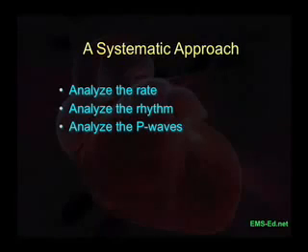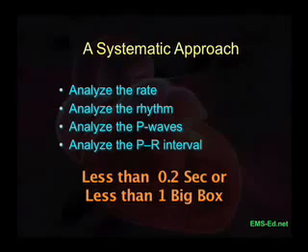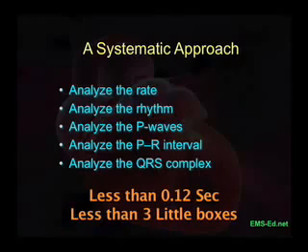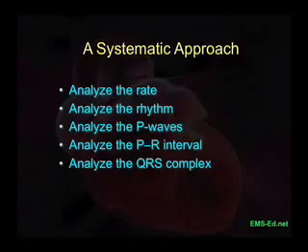Analyze the P waves. Are there P waves? Do we have a P wave for every QRS complex? Do we have a QRS for every P wave? Analyze the PR interval. Is the interval within normal parameters in length? Is the length constant? Analyze the QRS complex. Is it wide or is it narrow? Does it contain a physiological or pathological Q wave? Does it contain a delta wave? Again, sometimes these are more germane in the setting of a 12-lead acquisition than in a 3-lead.